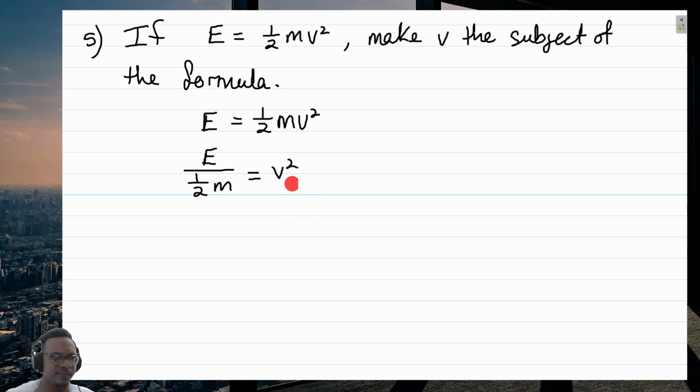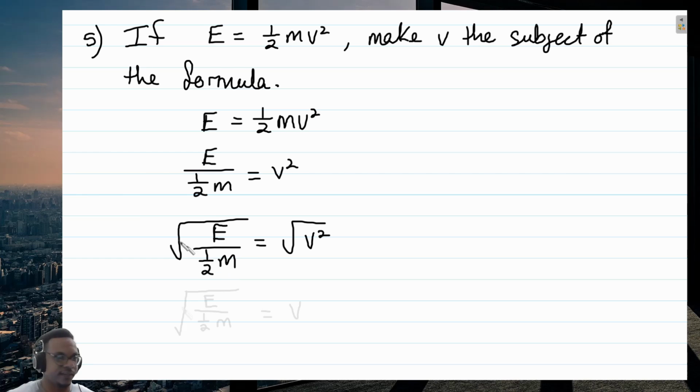Now that I have the V squared by itself on one side of the equal sign, I will take the square root on both sides. Reason being, the square root will cancel off the square and I'll remain with V. And whatever I do to one side of the equal sign, I must do to the other side to keep things balanced. So now the square root and square would cancel out each other, and I'll remain with V. And I'll remain with the square root of E over half m on this side.